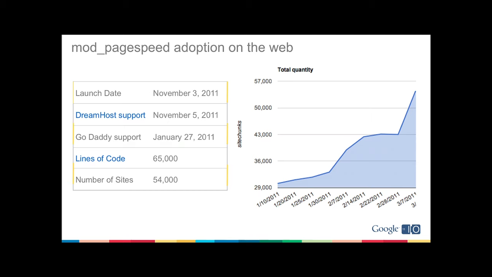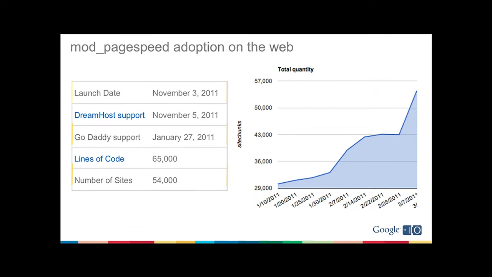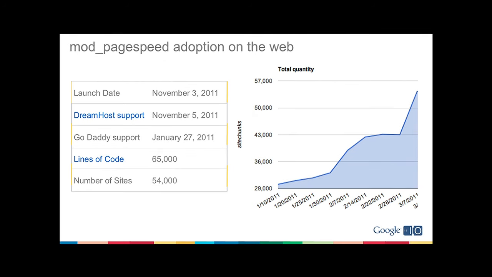The project is built on a large base of source code, including the PageSpeed source code and a lot of Chromium source code, but we have about 60,000 lines of code that we wrote ourselves for this. So it's a significant project. About 54,000 sites have installed and are running mod PageSpeed as of today, and the number is climbing.